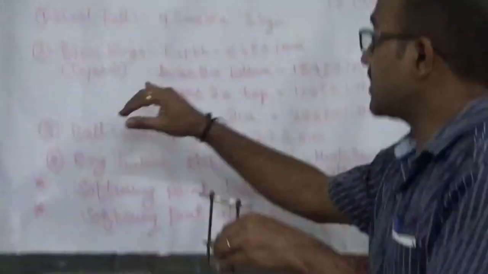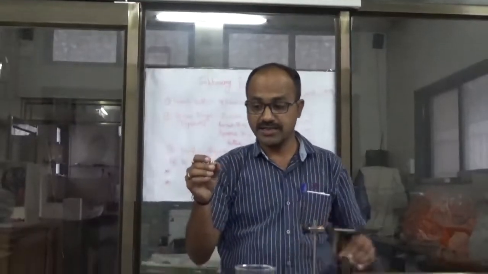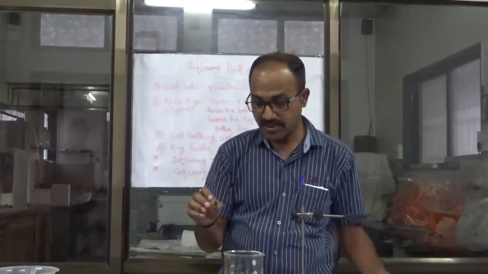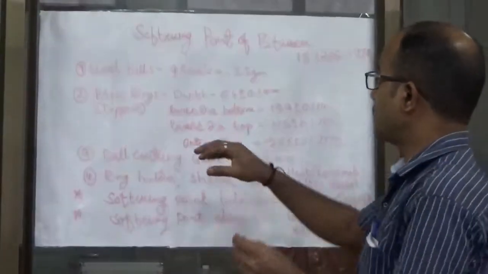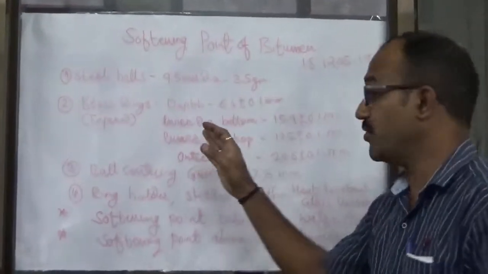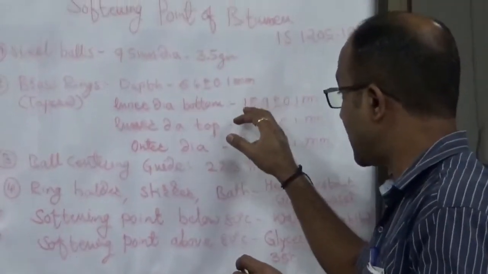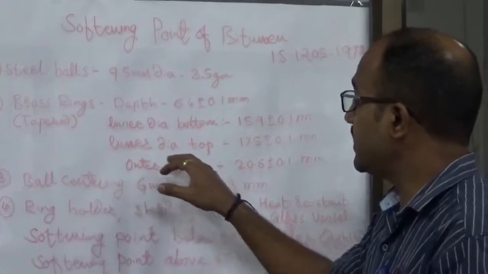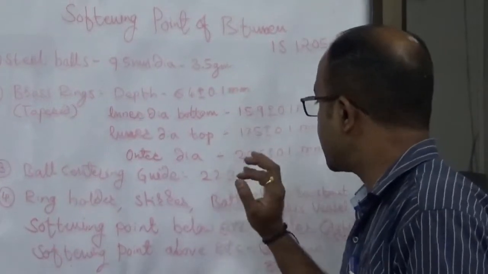These two rings are brass rings which are tapered ones, and these are going to be filled with the bitumen sample. The dimensions of these rings are given. The depth is 6.4 mm. Inner diameter of the bottom is 15.9 mm. Inner diameter of the top is 17.5 mm. Outer diameter is 20.6 mm. So these are the dimension details of these tapered brass rings in which I am going to fill my sample.